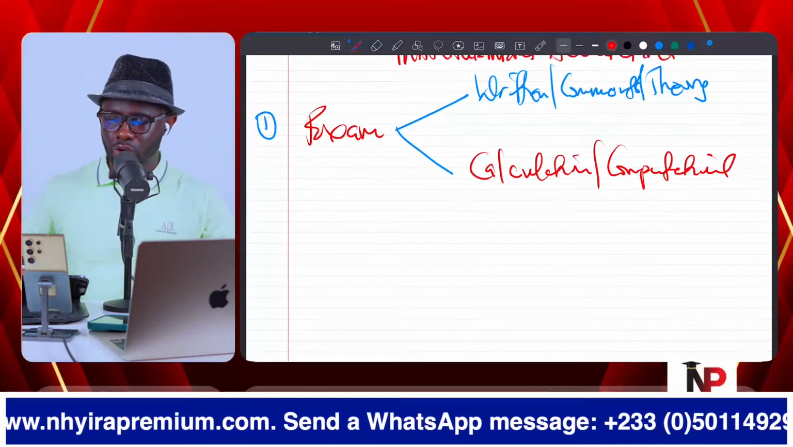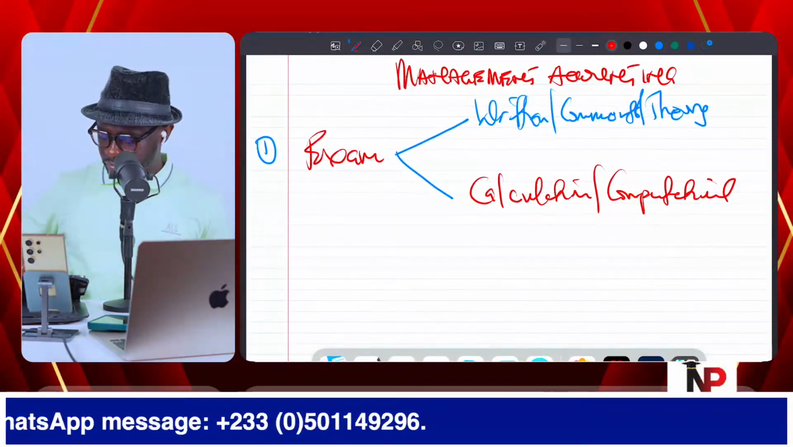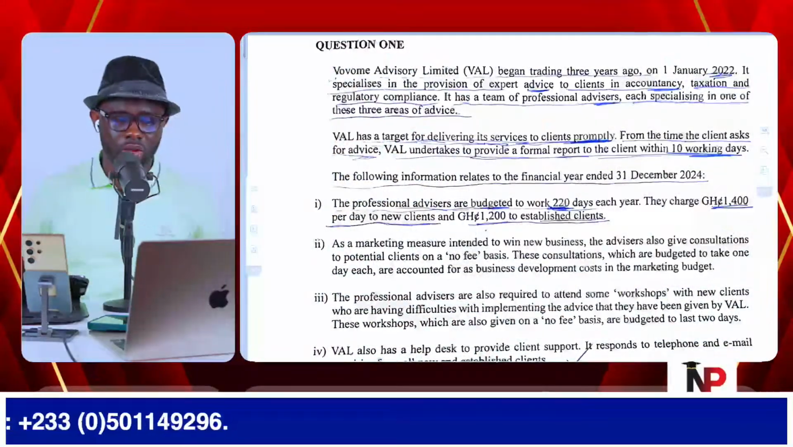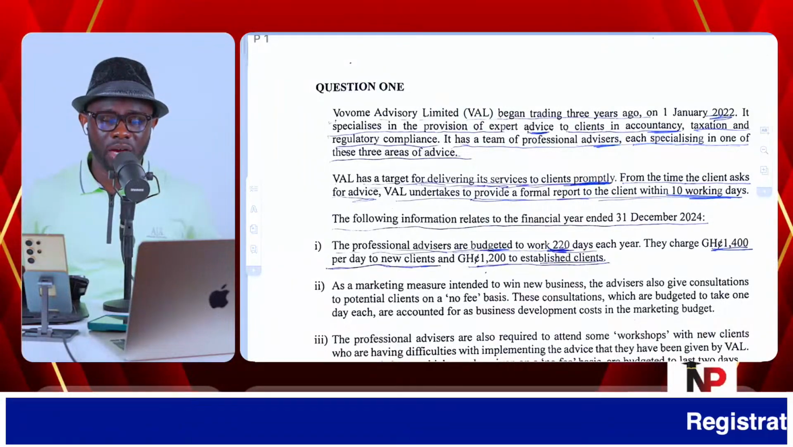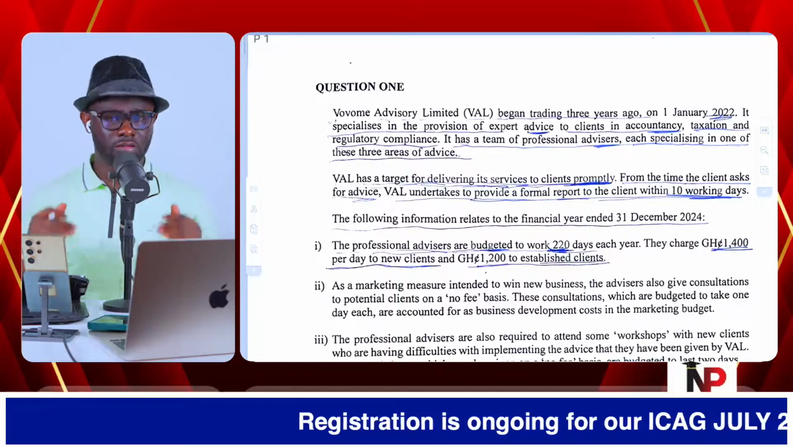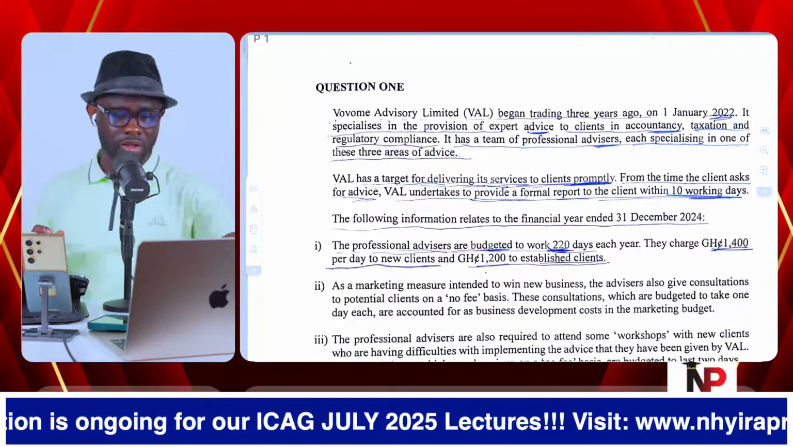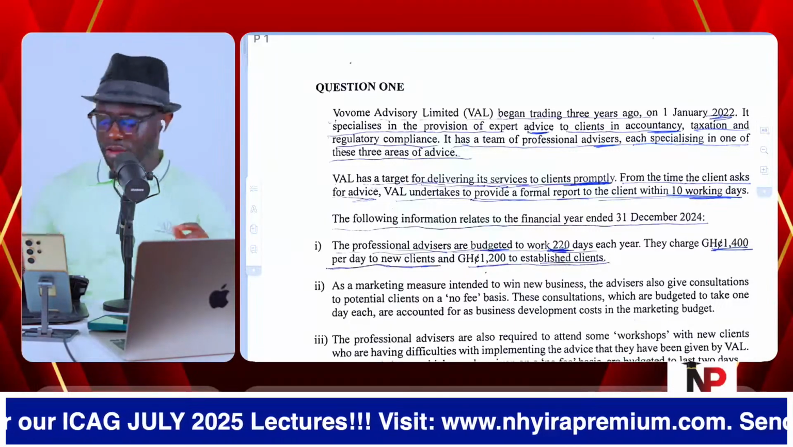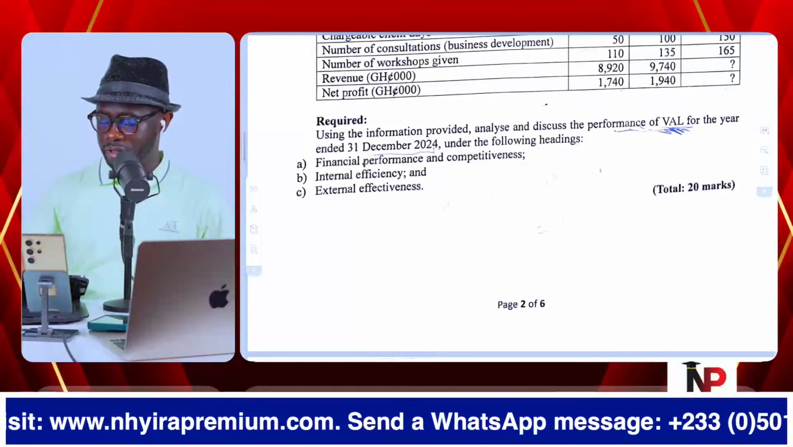Let me show you what happened in March 2025. So in March 2025, this is the question paper for the management accounting examination. Just break it down so that you understand what is happening. Then we'll come back to it and then refer you to it to see what exactly you have to look out for. So question 1, as always, was on performance measurement.